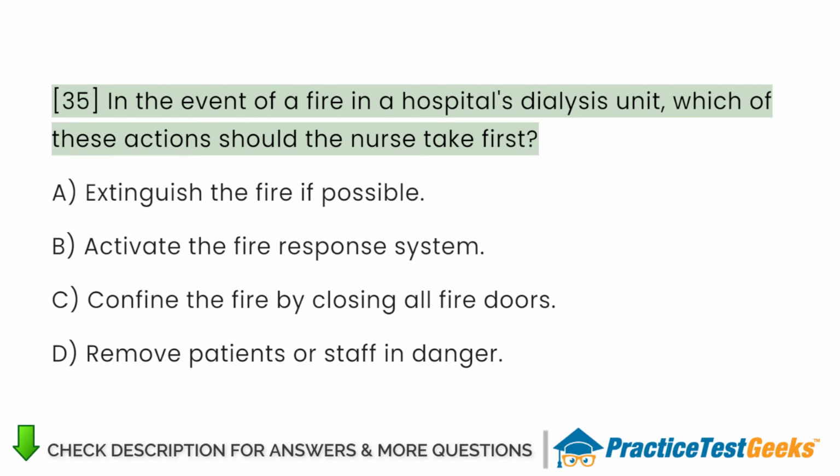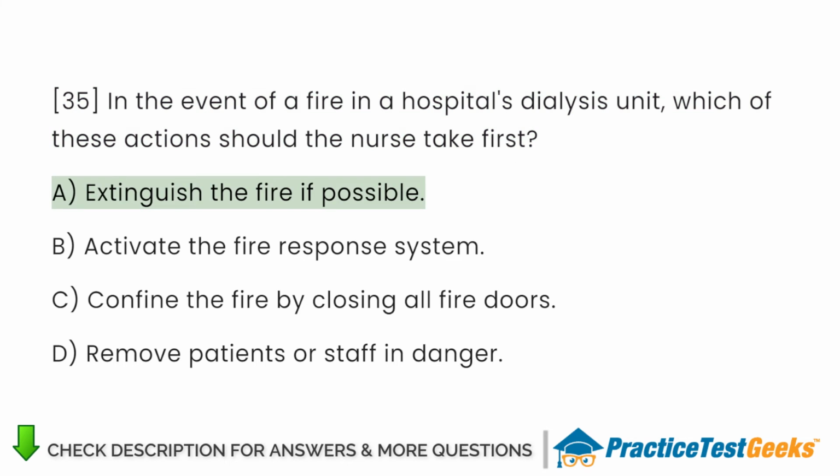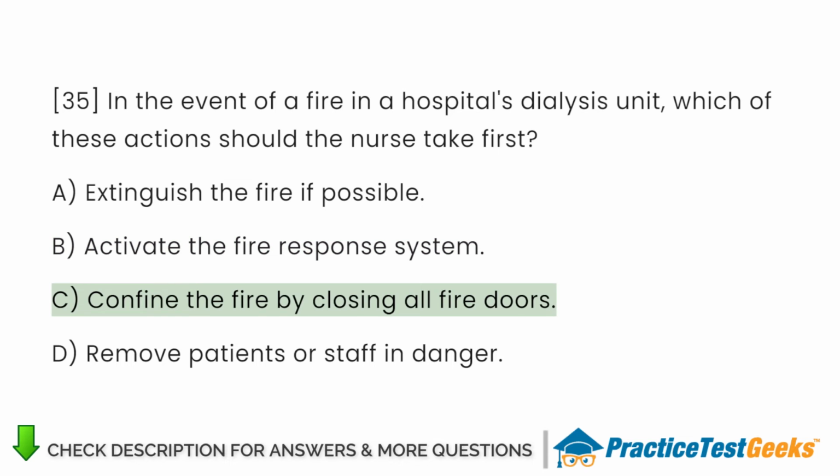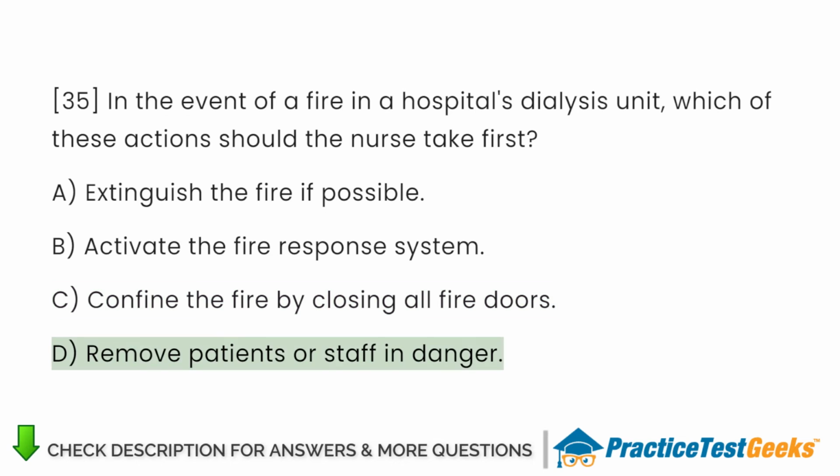In the event of a fire in a hospital's dialysis unit, which of these actions should the nurse take first? A. Extinguish the fire if possible. B. Activate the fire response system. C. Confine the fire by closing all fire doors. D. Remove patients or staff in danger.